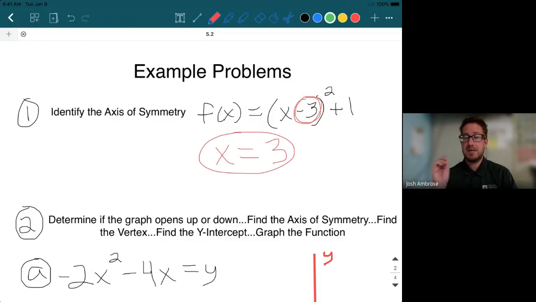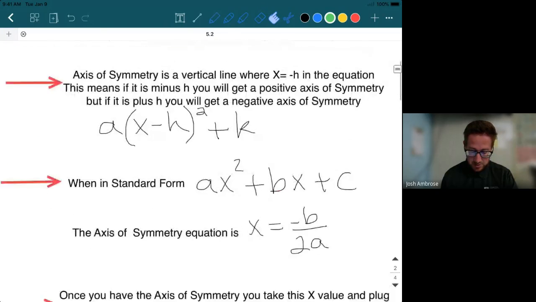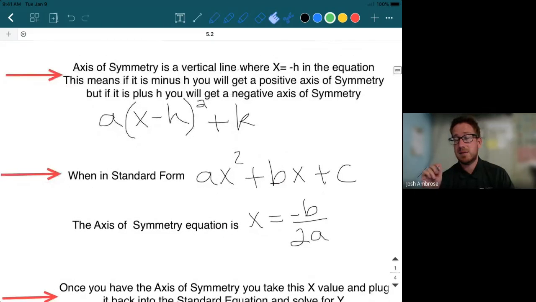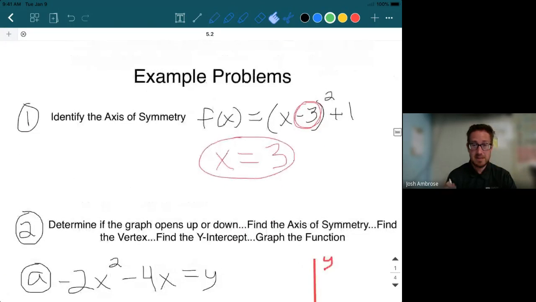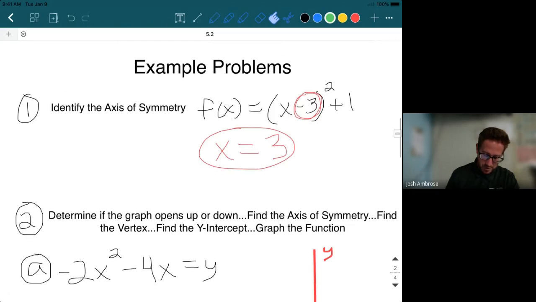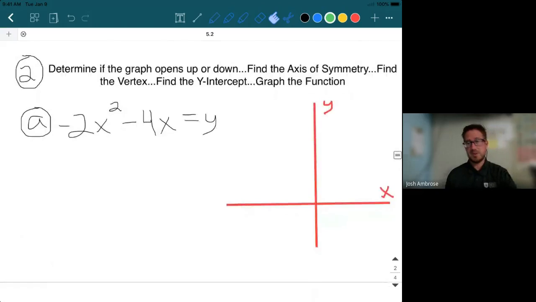Because if we go back up to the note, I know I'm harping on this a lot, but I need to make sure you understand what the signs will do to the axis of symmetry. Look in that note. Read that whole thing. In the equation, this means if it is a minus h, you will get a positive axis of symmetry. So when we go back to the problem, it does say minus 3. That's a minus h, so the axis of symmetry is just 3. Boom. One done. Let's move on to the next one, which will take a lot more time.